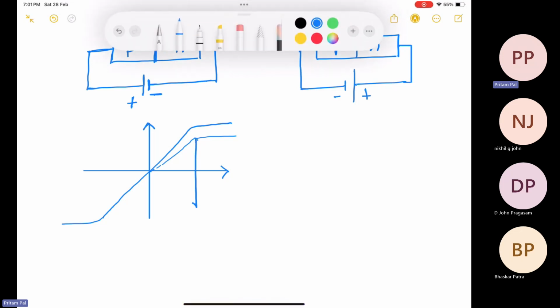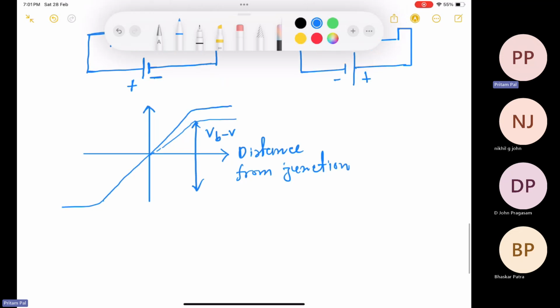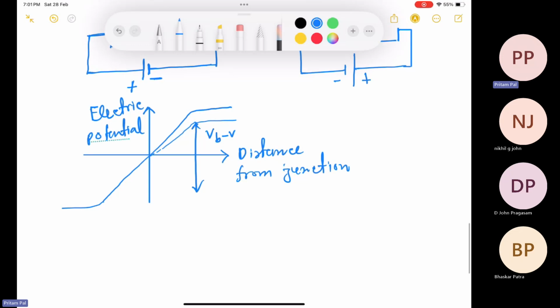So this is the forward bias condition, and this you can denote as the electric potential. This is for the forward bias.